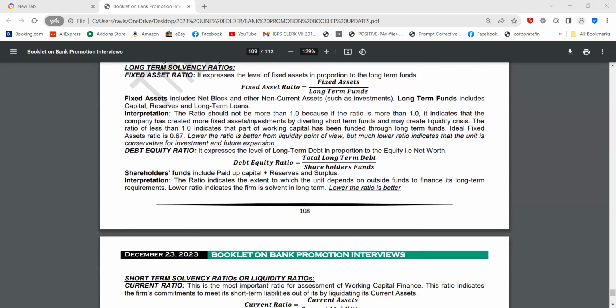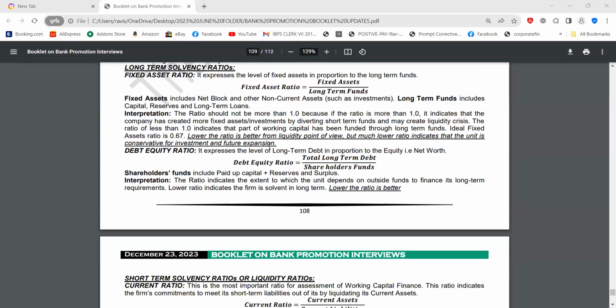Interpretation: the ratio should not be more than 1 because if the ratio is more than 1, it indicates that the company has created more fixed assets and investments by diverting short-term funds and may create a liquidity crisis. A ratio of less than 1 indicates that part of the working capital has been funded through long-term funds. Ideal fixed asset ratio is 0.67.